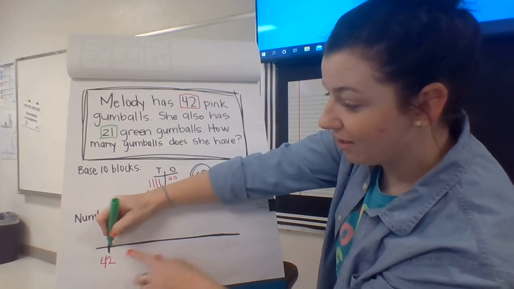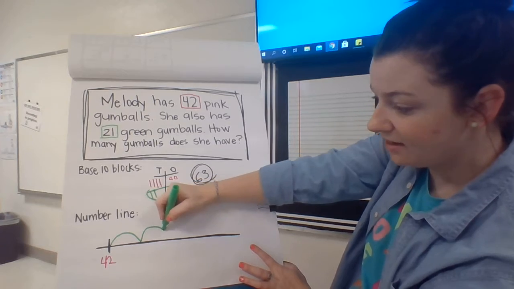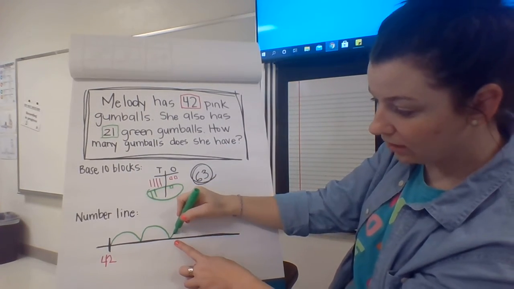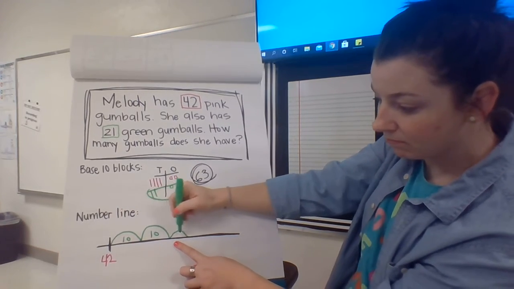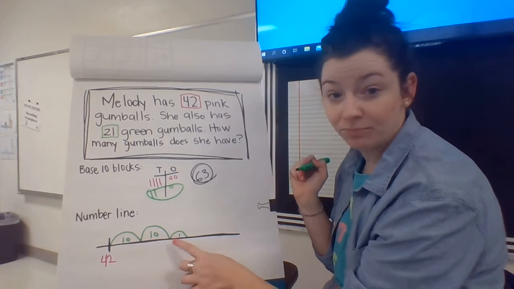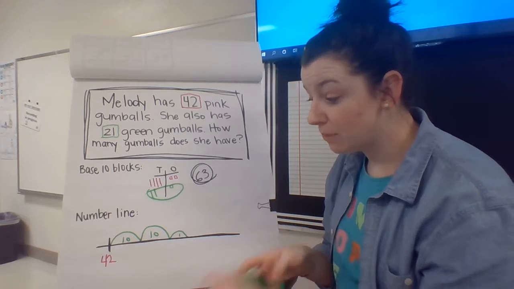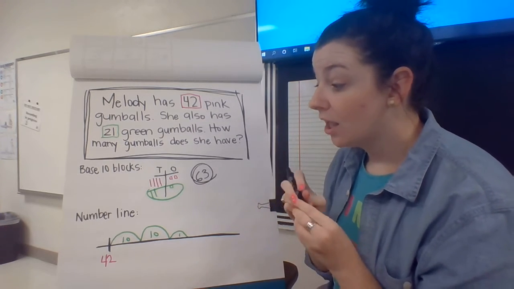So if I have 42, I'm going to skip 10 and a 10. So you've done this, right? We skipped tens and a 1. And I always label them so I know what I'm skipping by. Now, every time I touch this line, I need to write what number that is so I know where I am. So I'm going to use my marker, and I'm going to write what number we're on.